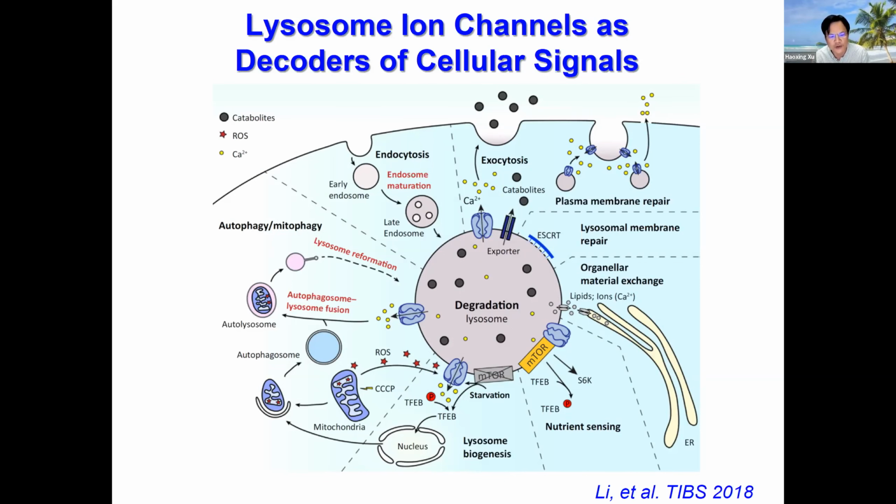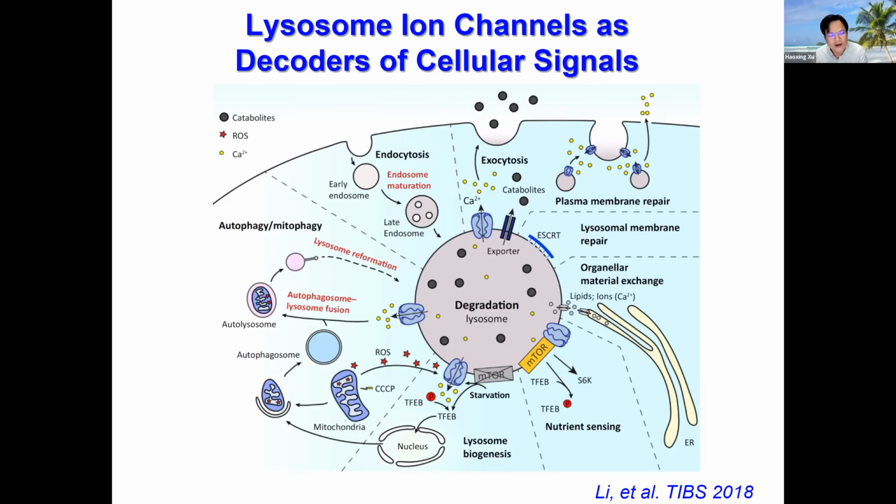So ion channels in the lysosome, as membrane proteins, can bridge or communicate between the lysosome lumen where the degradation takes place and the cytosol where all the signaling takes place.